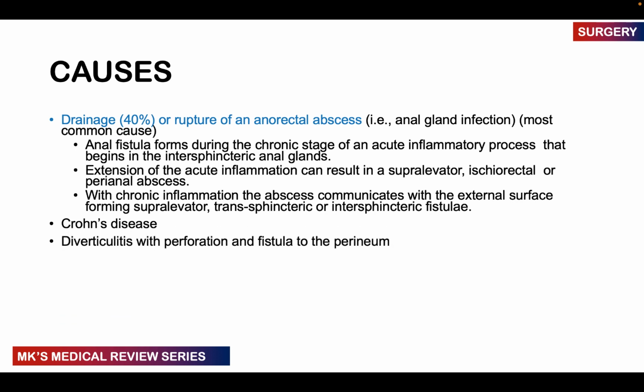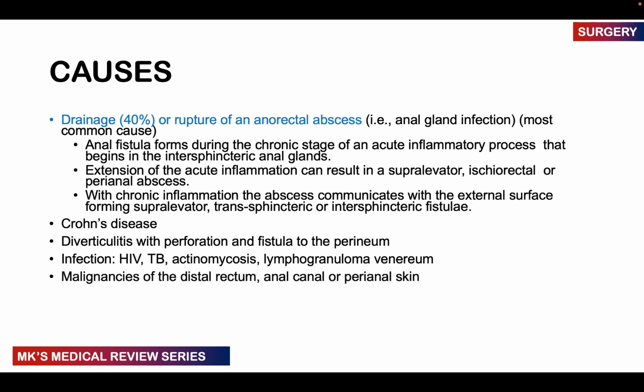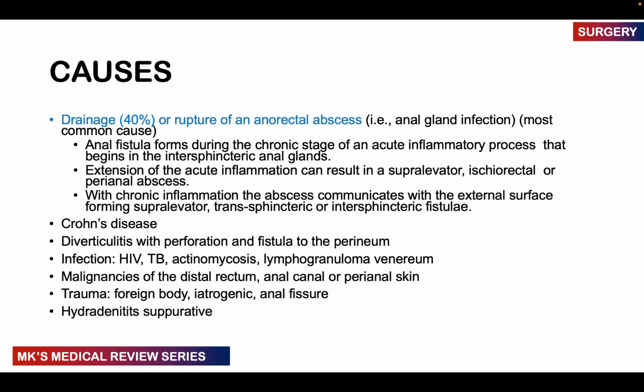You may have other things like diverticulosis or diverticulitis with perforation and fistula of the perineum. You may have infections such as TB, HIV, actinomycosis, lymphogranuloma venereum. You may have malignancies of the distal rectum or the anal canal or the perianal skin. It may be due to trauma with foreign bodies, iatrogenic causes, and even some anal fissures. You may sometimes have hidradenitis suppurativa.